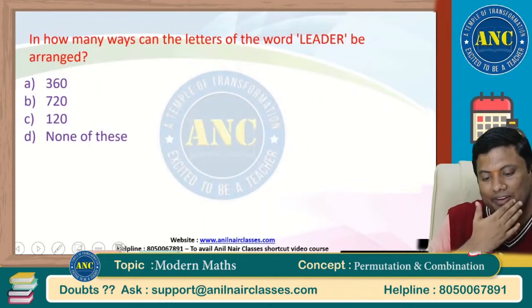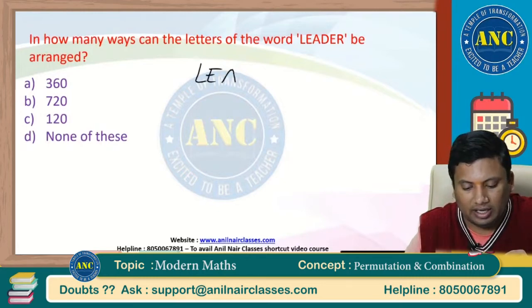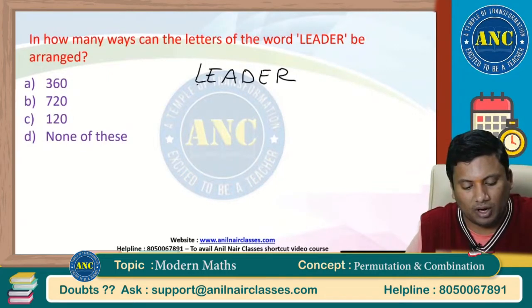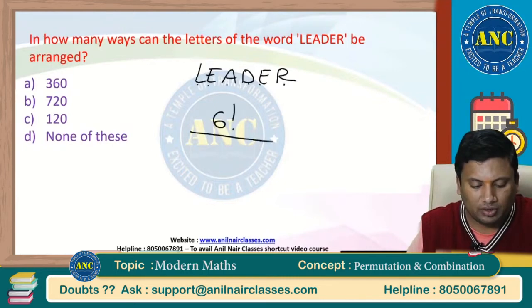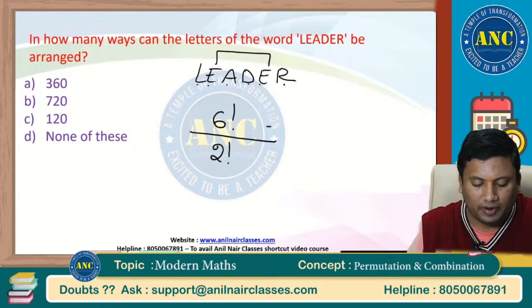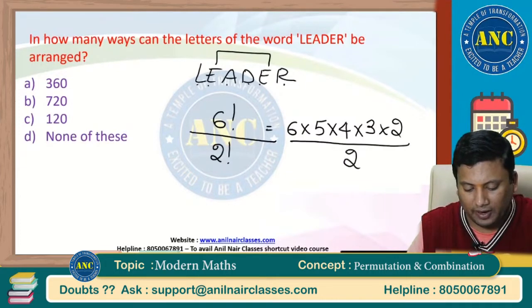In how many ways can the letters of the word leader, all are distinct or any? In how many ways can the letters of the word be arranged? 1, 2, 3, 4, 5, 6. It is 6 factorial. E is duplicated twice, so it is 2 factorial. These are nothing but 6 into 5 into 4 into 3 into 2 factorial by 2 factorial.